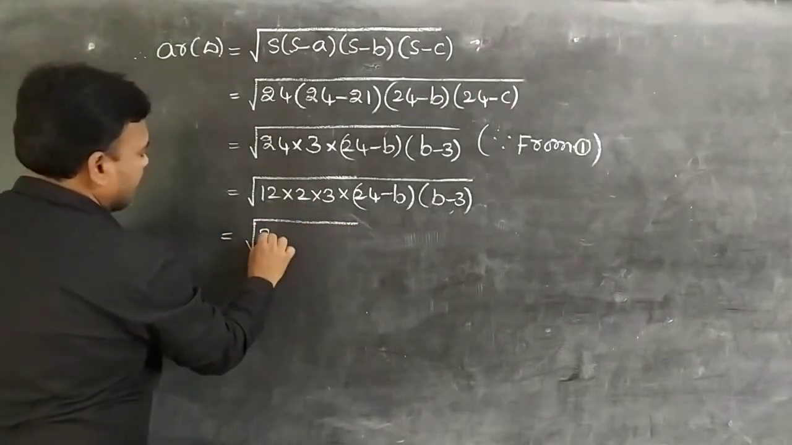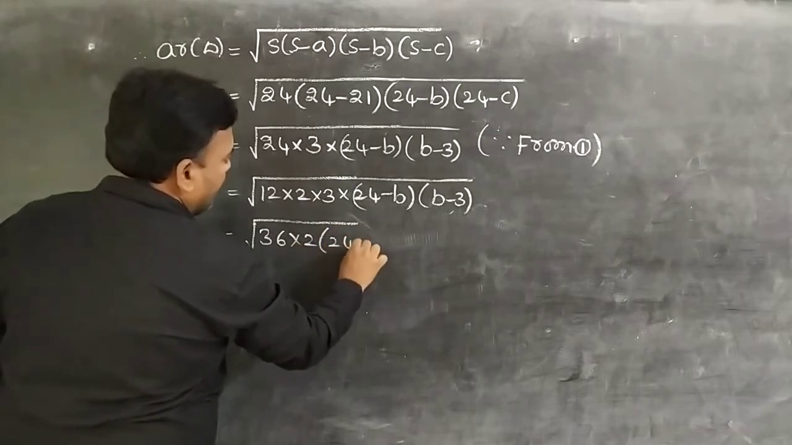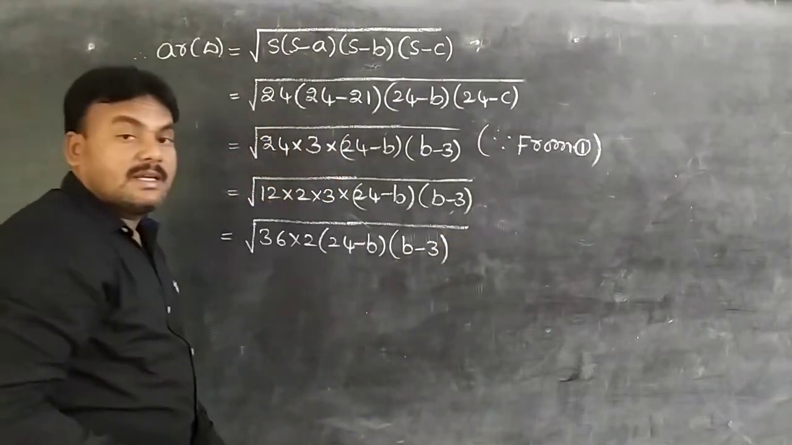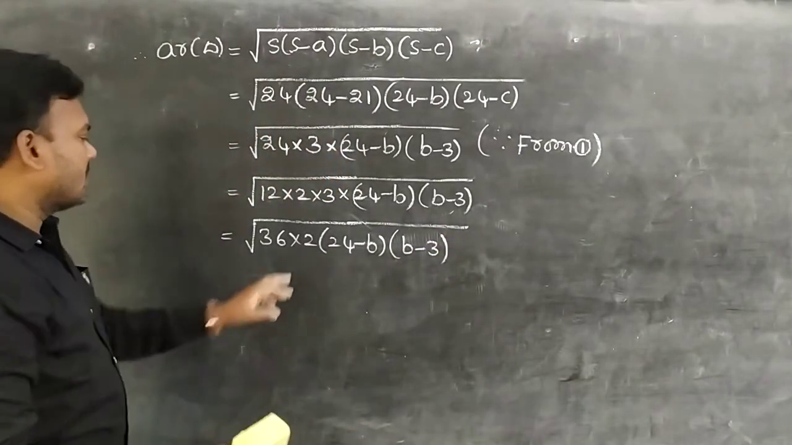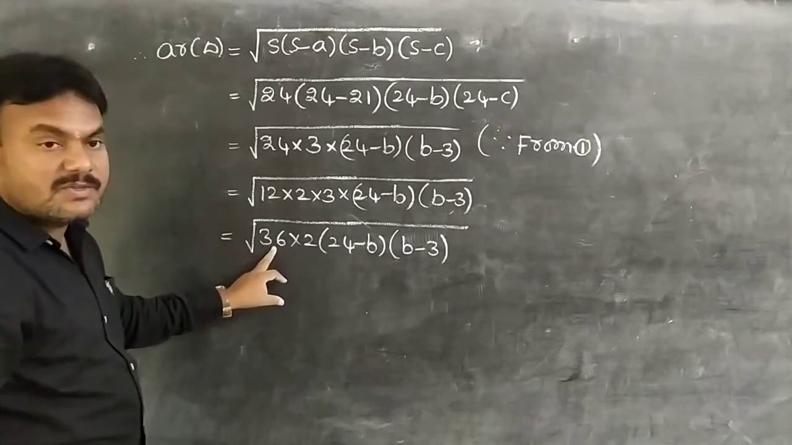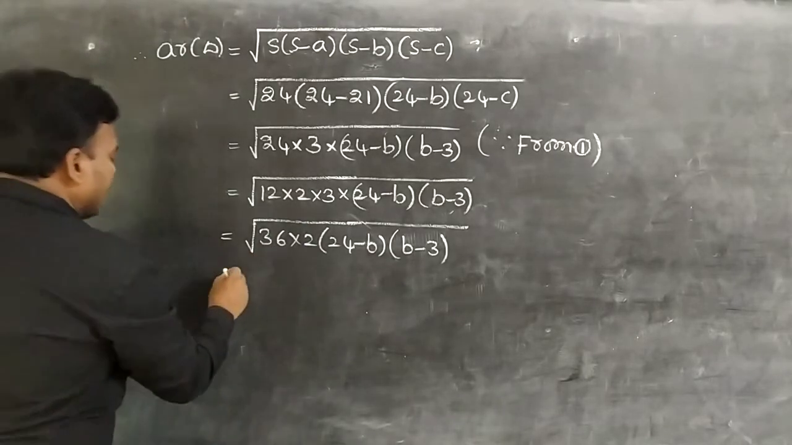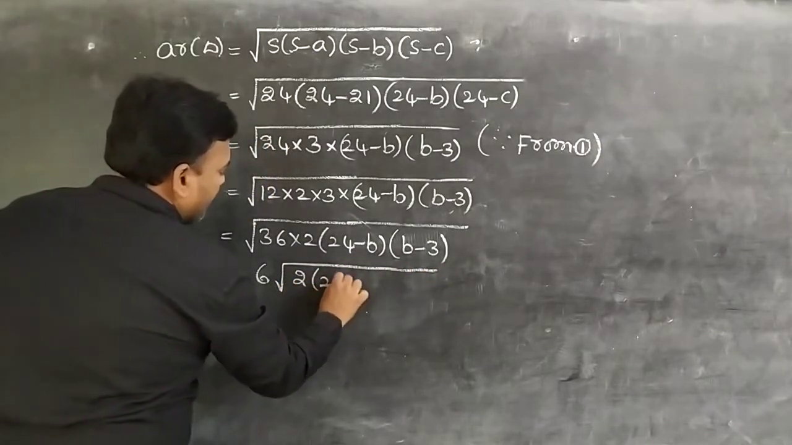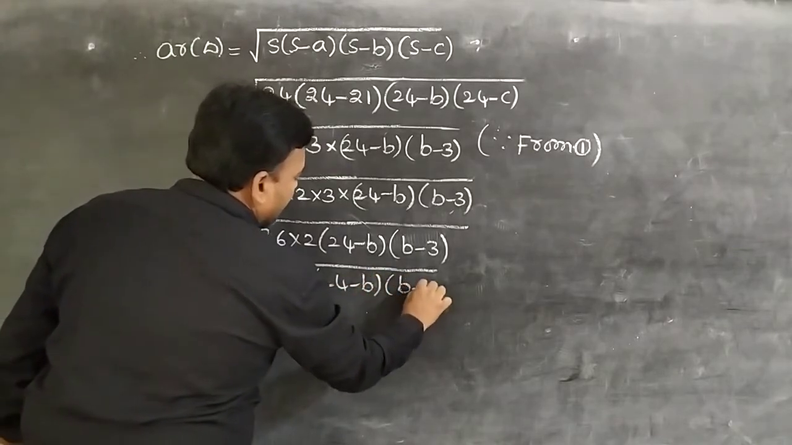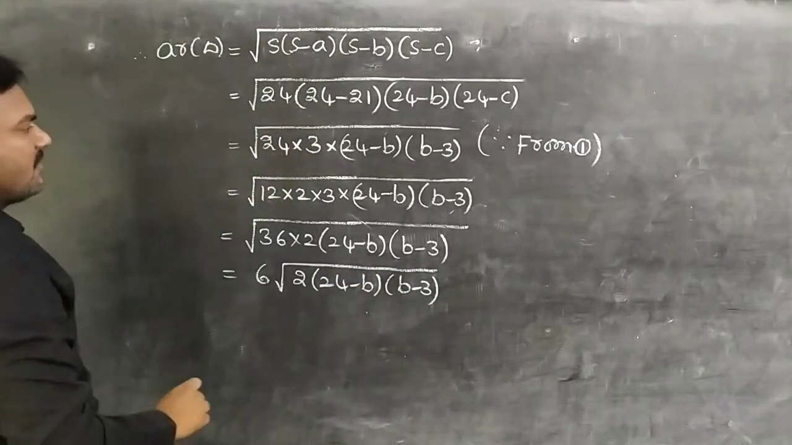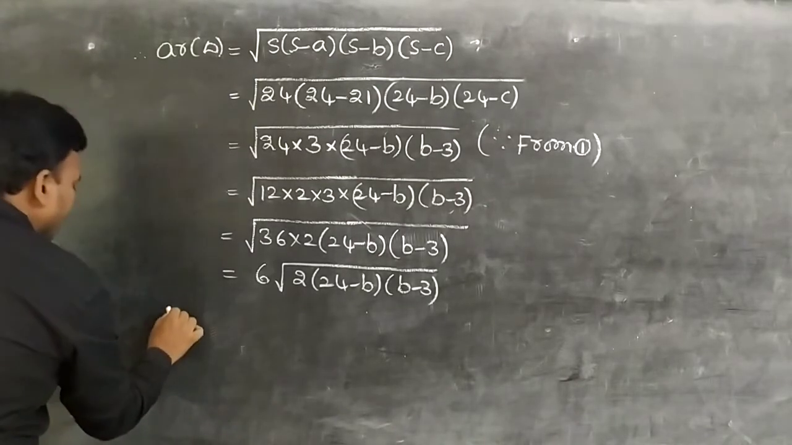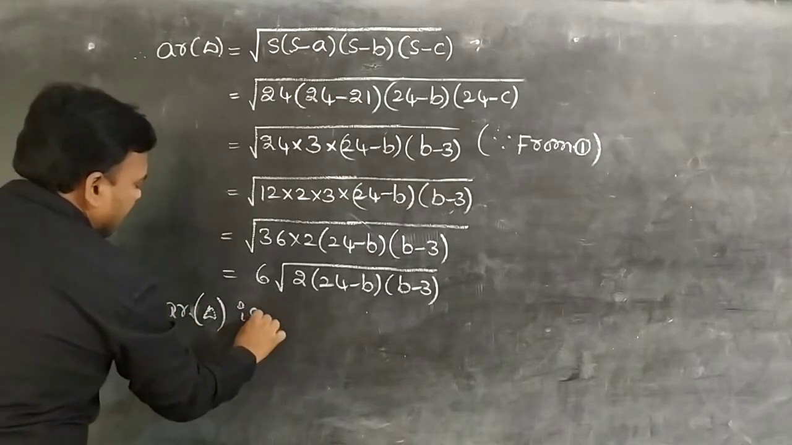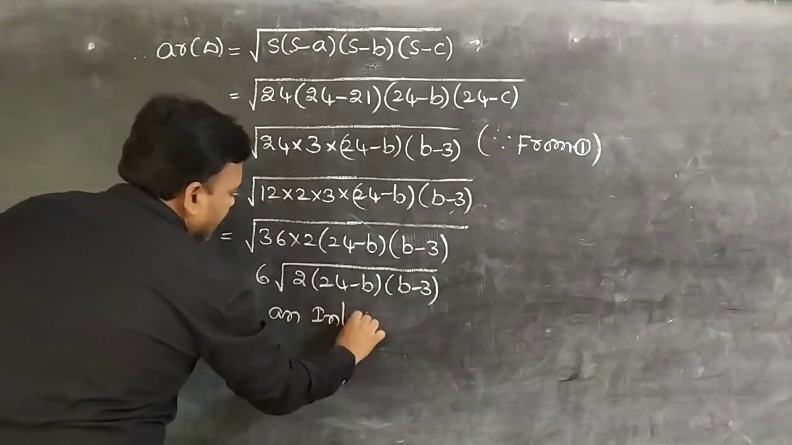Square root of 36 into 2 of 24 minus B into B minus 3. Is it or not? Right. Here observe, the square root distributes over all the terms. Square root of 36 value becomes 6 only. So that implies 6 into square root of 2 into 24 minus B into B minus 3. So observe carefully what they gave according to the problem: area of a triangle is an integer.